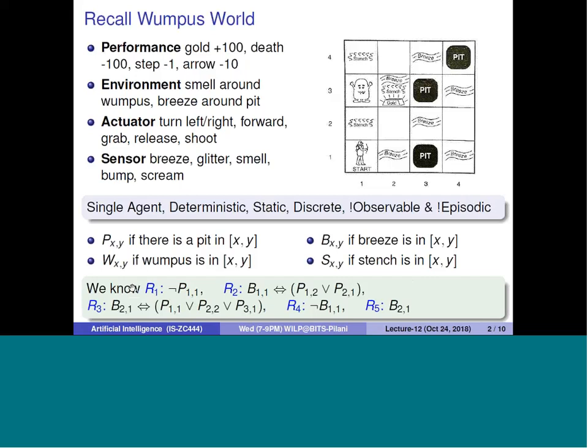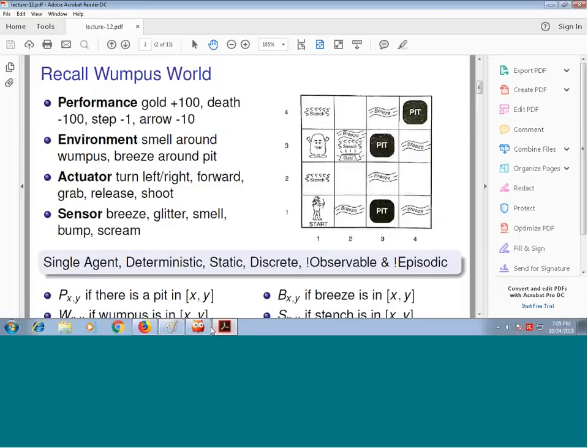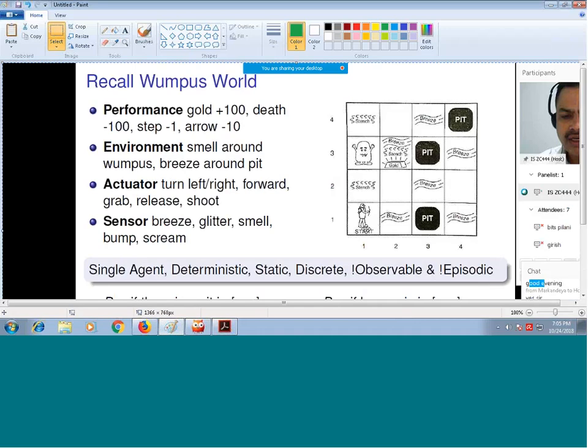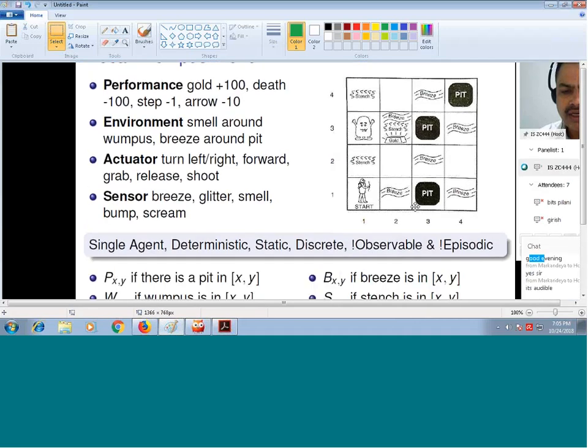So what do we know? Try to see that we know that not P11. Can you see this? What is P? There is a pit at 11. Which is the 11 cell? This is the 11 cell, right? So not P11 means there is no pit in 11. Is it the right thing to know? Do you know this?